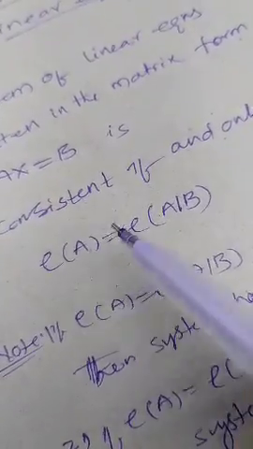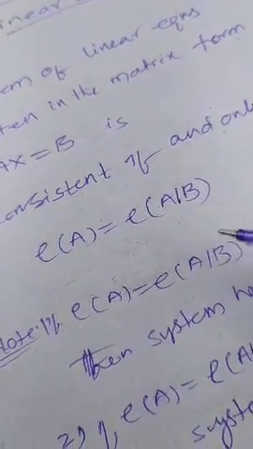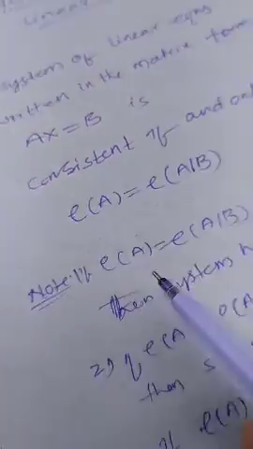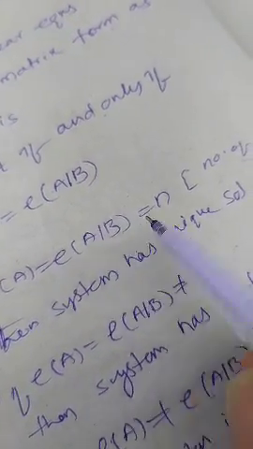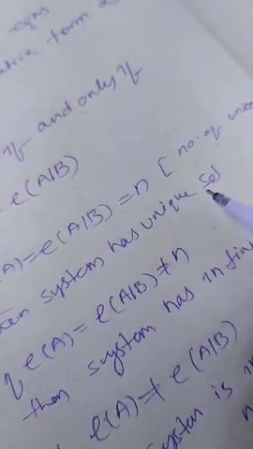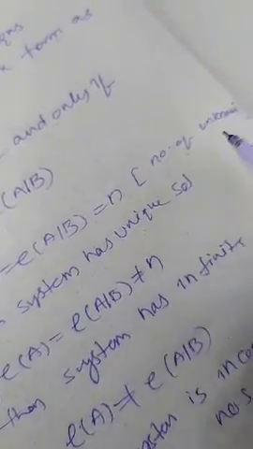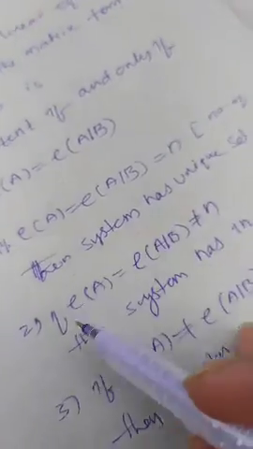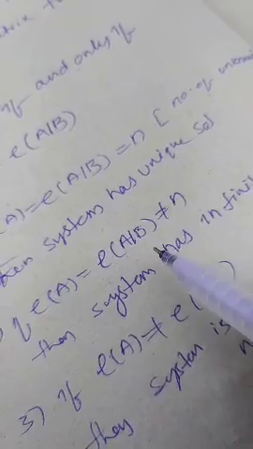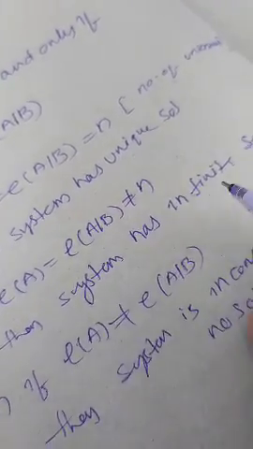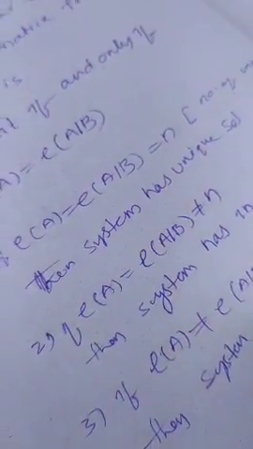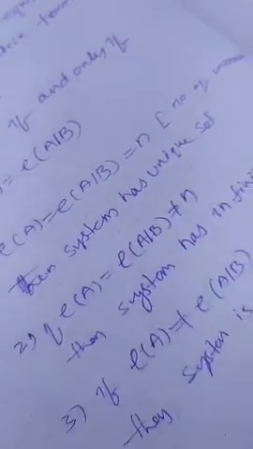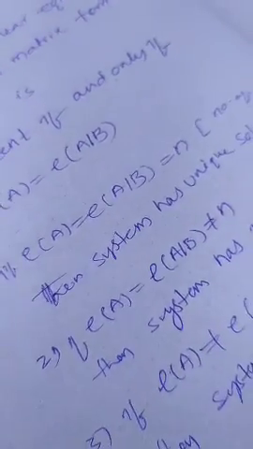How to get the rank of the matrix? By converting into row echelon form and counting the number of non-zero rows. So here you will get three cases. If rank of A equals rank of [A|B], and it is equal to n, the number of unknowns (x, y, z, the variables in the equation), then the system has a unique solution. Second case, if rank of A equals rank of [A|B] and is not equal to n, then the system has infinite solutions. Third case, if rank of A is not equal to rank of [A|B], then the system is inconsistent, no solution. So these three cases will arise while solving a system of equations.